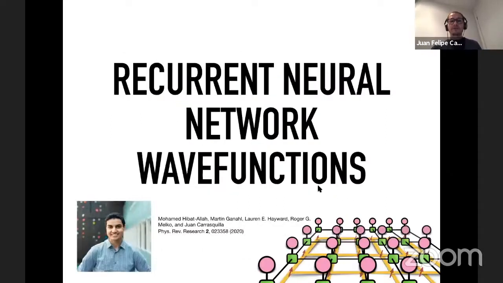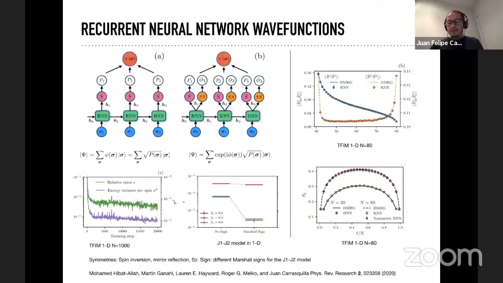I wanted to talk about recurrent neural network wave functions, which, if you want, is very close to what Giuseppe described. He beat us to publishing these autoregressive wave functions, but I think I don't have time. I'd like to highlight that this is the work of my PhD student, Mohamed Hibat Allah. What we did was define these wave functions, which are basically based on the recurrent neural network, and we find really, really accurate results.